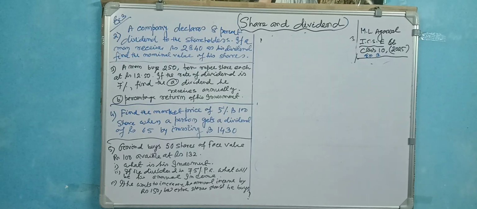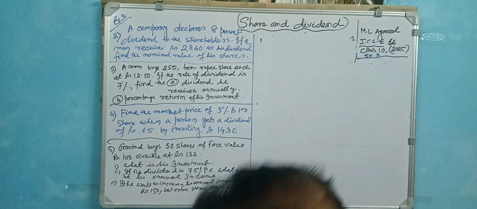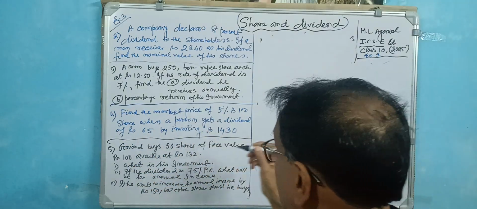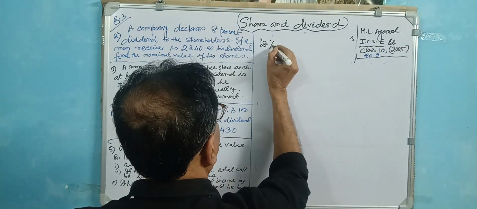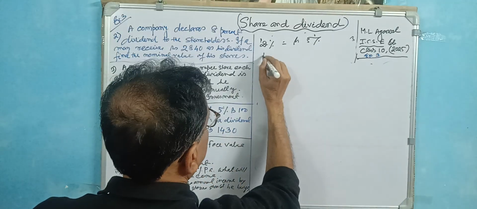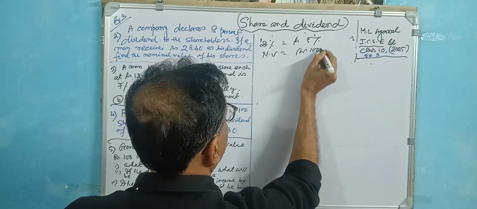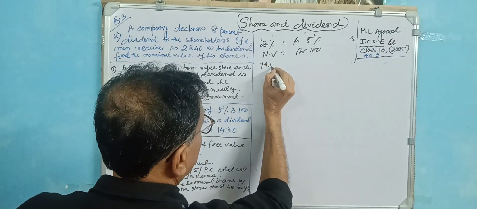Find the market price of 5% of rupees 100 share. That means, what is given here? The dividend percent is 5% of rupees, that is the nominal value or face value, rupees 100. It asks us to find the market value.